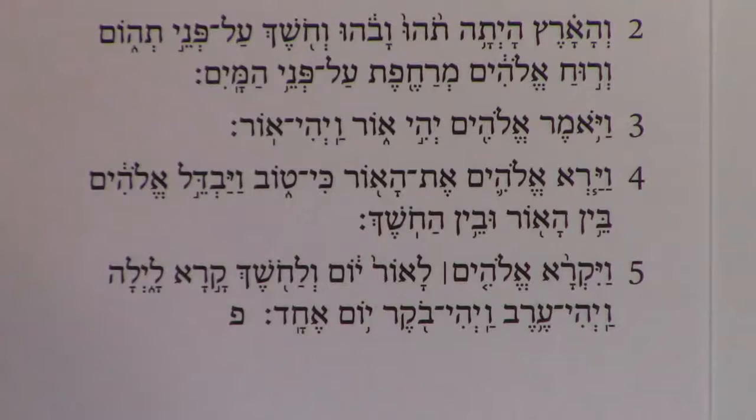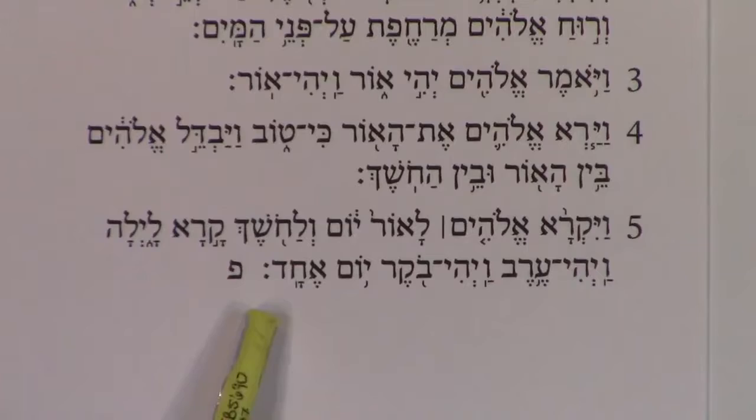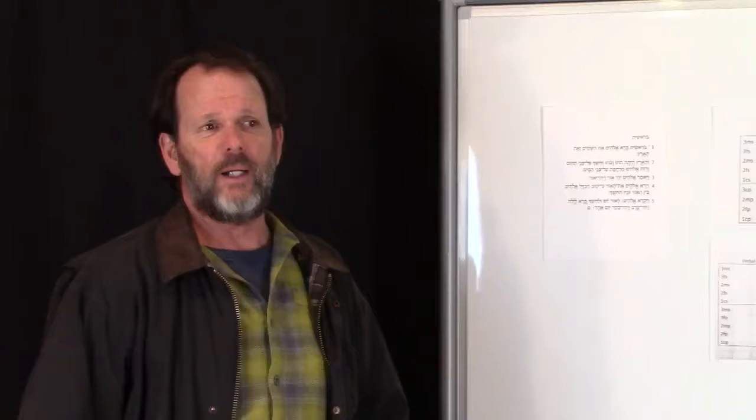So here we go. Vayikra Elohim la'or yom velachoshech kara layla vayehi erev vayehi boker yom echad. Let me go a little bit faster. Vayikra Elohim la'or yom velachoshech kara layla vayehi erev vayehi boker yom echad. Okay? And the evening and the morning was the first day. So to say day one, our first day, it's Yom Echad, and so we say Sunday. In Hebrew it said, God said Yom Echad, our first day, day one.